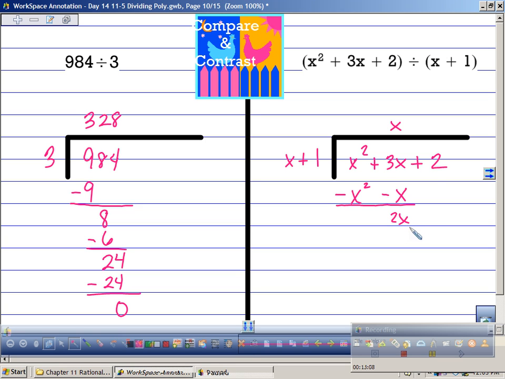what do I do now? Bring down the 2. X goes into 2x how many times? 2 times 1 is 2. 2 times x is 2x. Draw the line, change the sign. That's the most important part on these. That's where most people make their error, is they don't change the sign. And my remainder is 0.